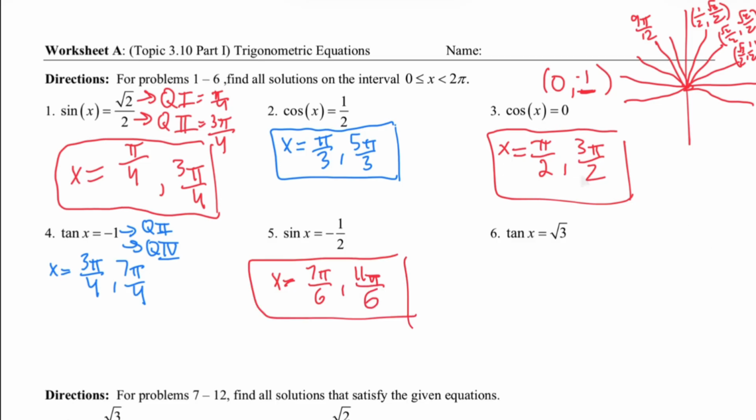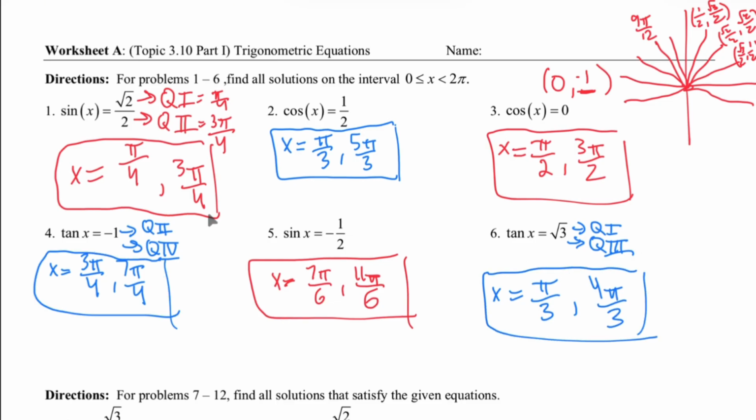Alright, and then the answer to number 6 is right here. It's quadrant 1 and quadrant 3, and that will be the pi over 3's. Alright, and that was part 1.